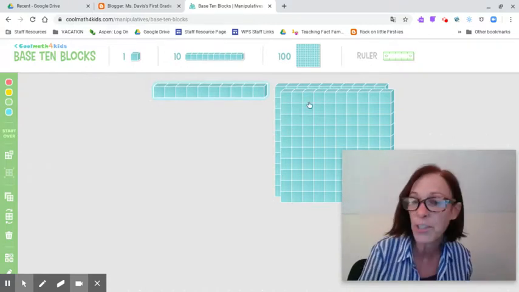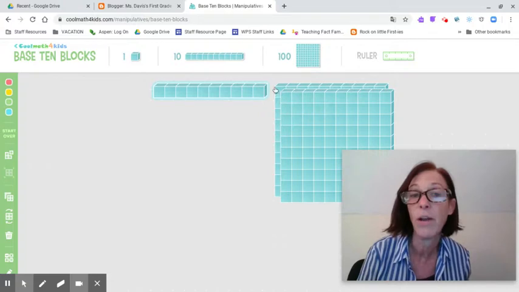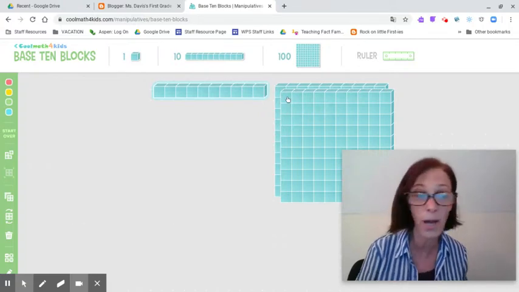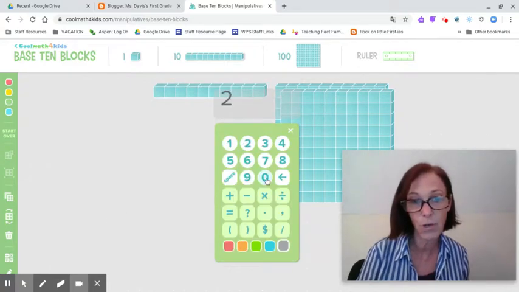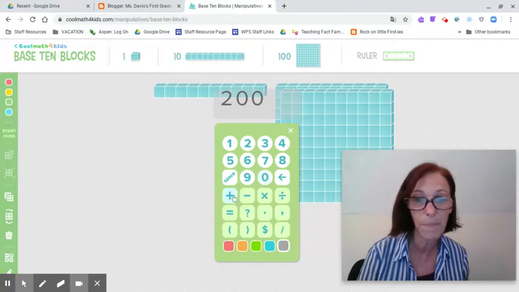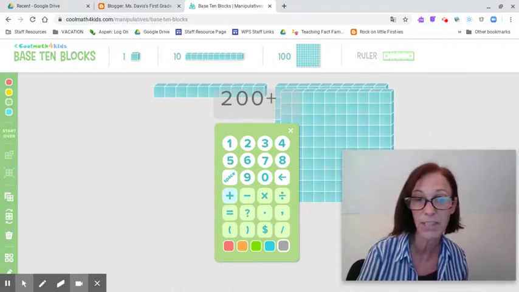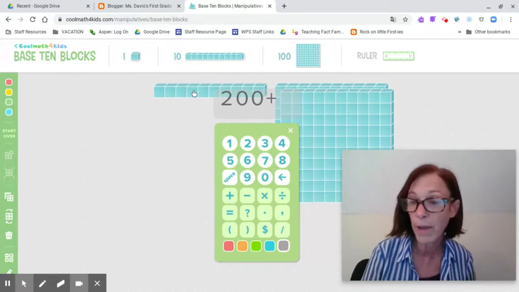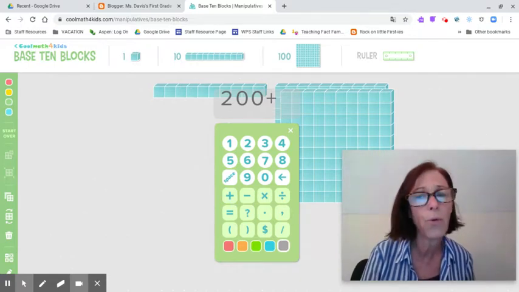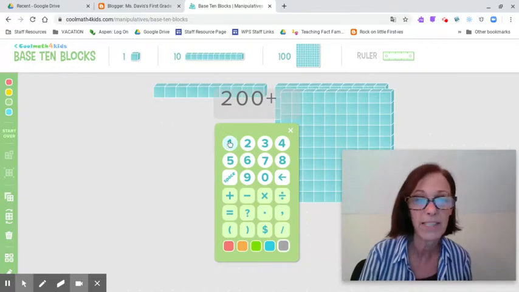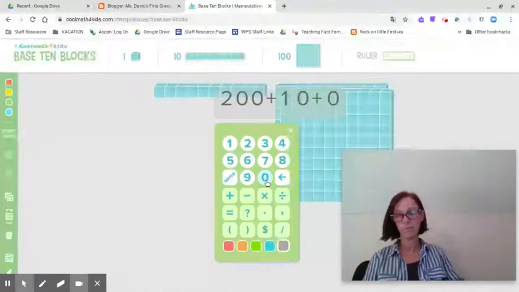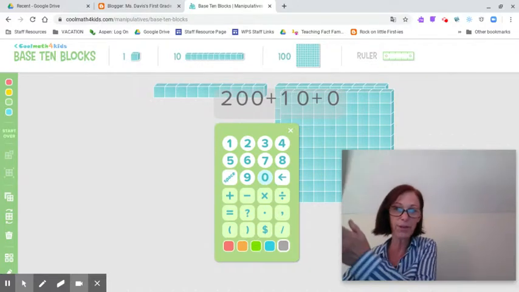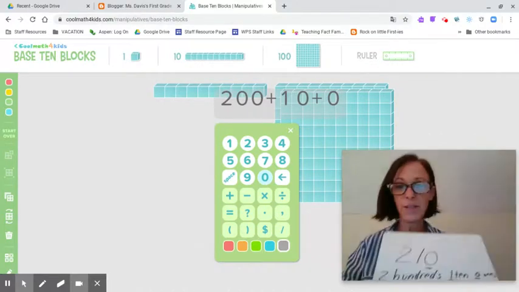So we're in the hundreds place. To find the value, you have to count by 100. 100, 200. Here we go. Let's see if I can get 200. I'm really hoping so. 200 plus, now we go to the next place value. That's the next smallest. How much do we have here? Do we have 1 or 10? You're right. Plus 10. Great. Plus, how many ones do we have over here? 0. That's the expanded form of 210.